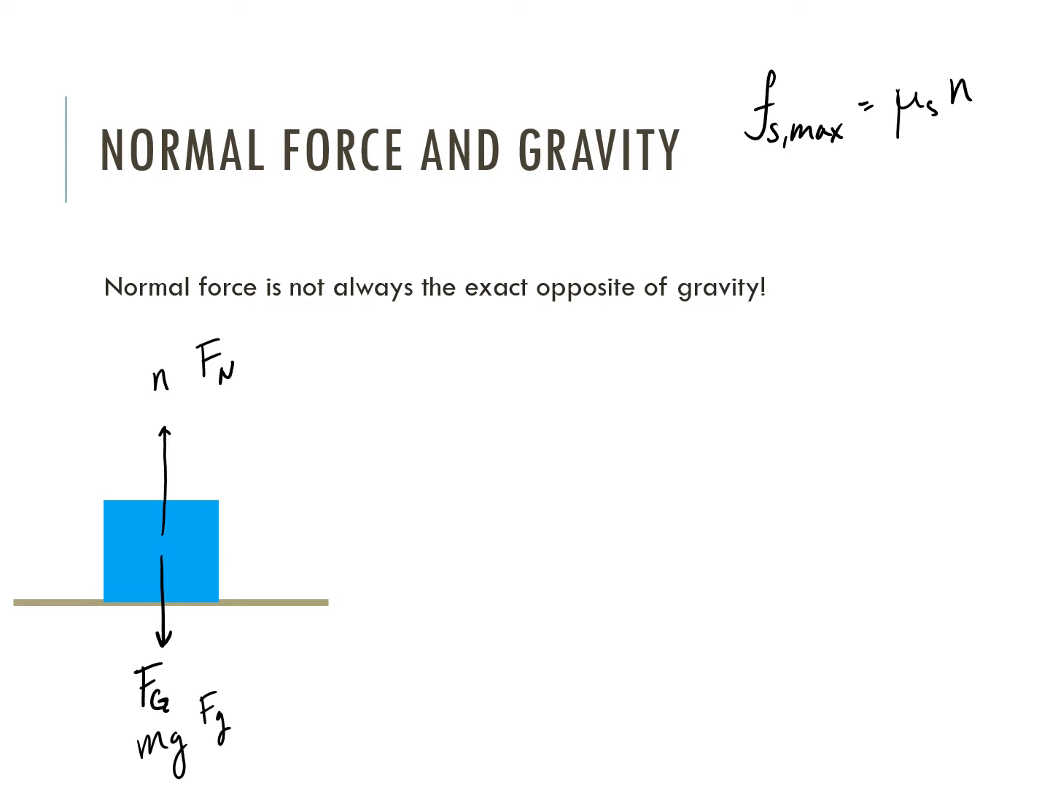But what about if I turn this 90 degrees? So now I have my object pushed up against a wall. Well, the definition for gravity was that it always points straight down.